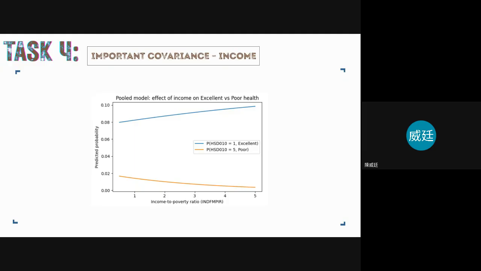So in our multinomial logit model, BMI and income play somewhat opposite roles: higher BMI pushes people towards worse health categories, but higher income is a protective factor, pushing people towards excellent or very good health.